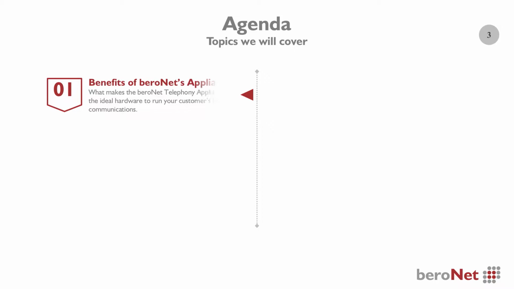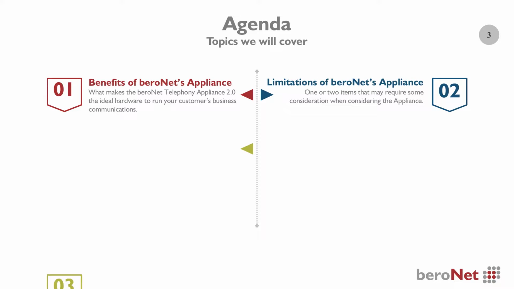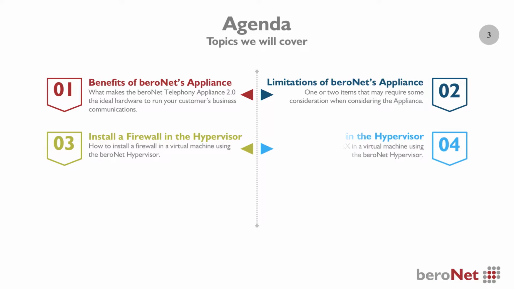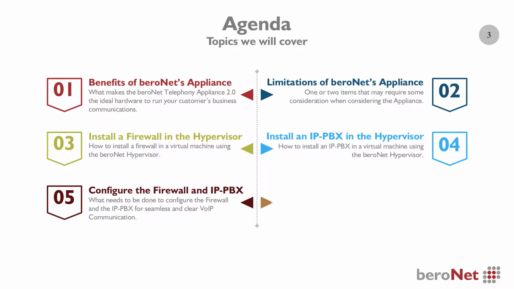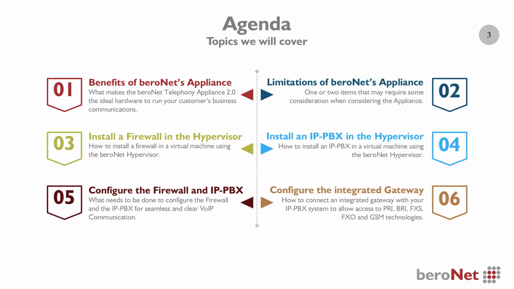During this presentation, we will cover the benefits and limitations of the beroNet Telephony Appliance 2.0, installing and configuring a firewall in the beroNet hypervisor, how to install and configure the Moby Dick IP-PBX system, and how to use an integrated beroNet gateway to connect the IP-PBX with both FXS extensions and an ISDN connection.